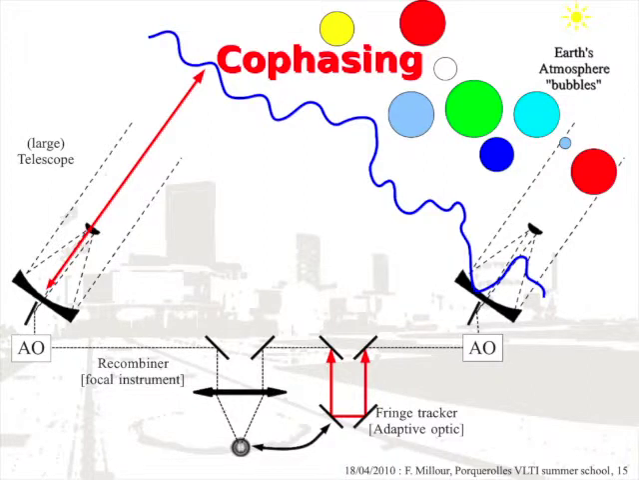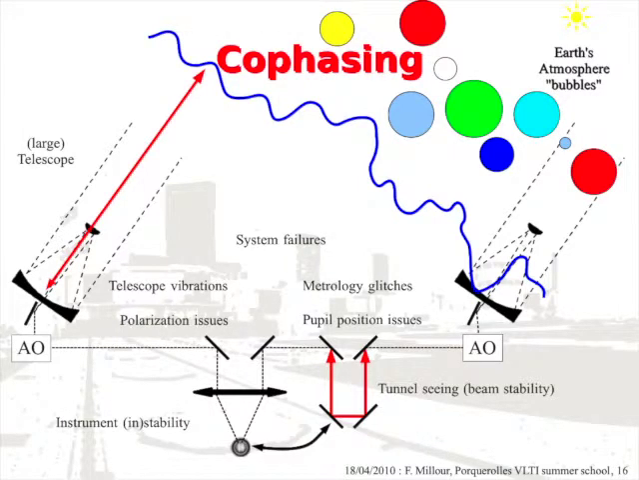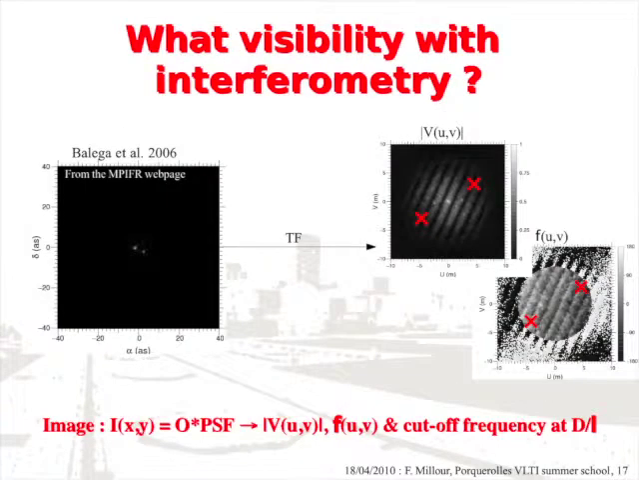On top of that, you do not have a perfect interferometer, so you have failures, whatever failures you can imagine, you will have on your interferometer. One big problem, for example, is the telescope vibrations, and a lot of other issues which can also affect your measurement. So you see that you have a lot of adverse effects in interferometry.